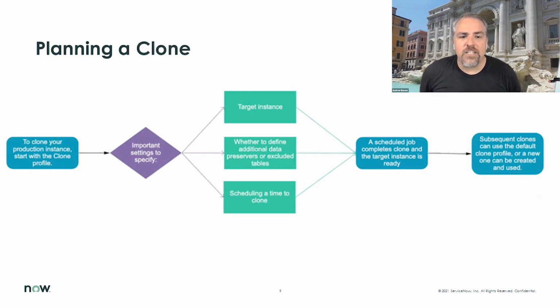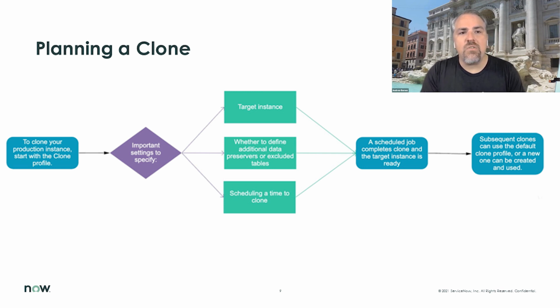So, a little visualization of the actual cloning process: as I alluded to earlier, you can have a clone profile. In some scenarios you only have one clone profile, but the flexibility is there to have multiple clone profiles. Get those preservers ready, and then you schedule the clone process. We go through and define the target instance, adjust any of those preservers or excluders, and then schedule the clone. The scheduling sets up a scheduled job and handles the cloning process.